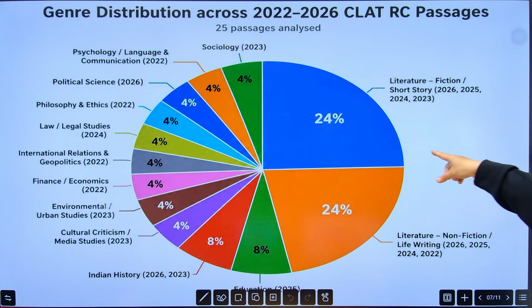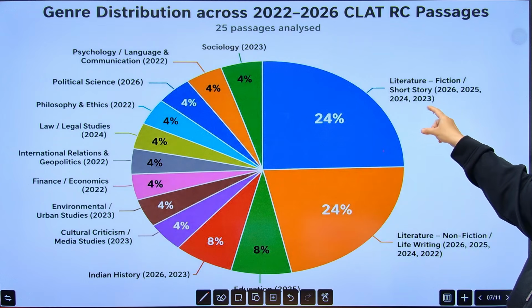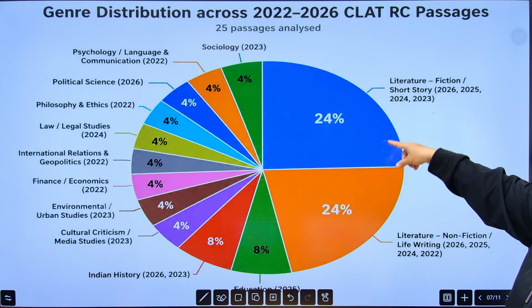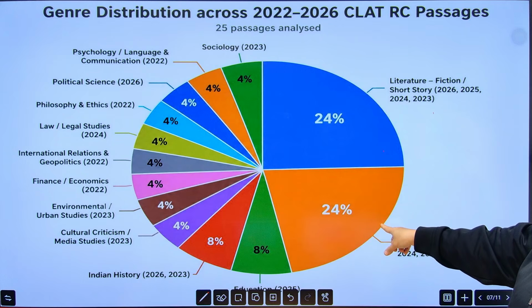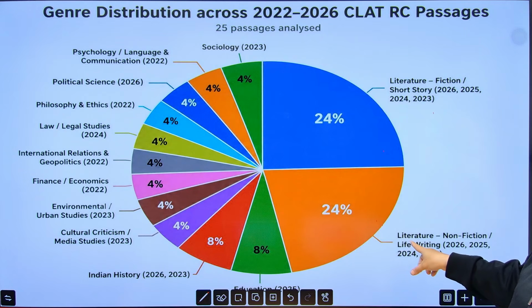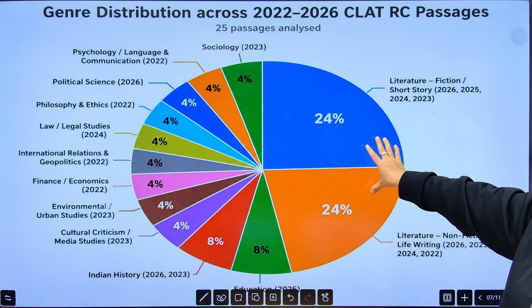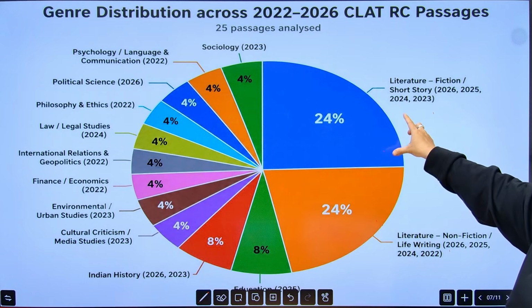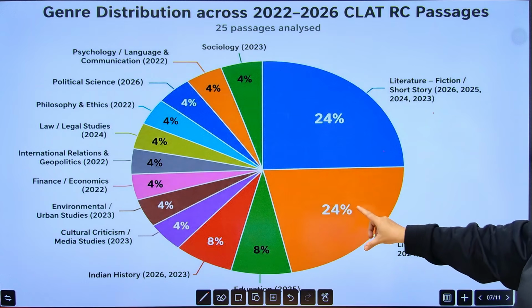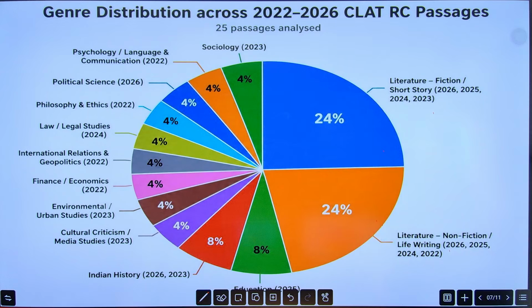So most of the weightage, around 24% weightage, was given to literature and short story. 24% weightage was given to literature fictions. All right, that means literature is dominant across all the years. Fiction 24% and non-fiction again 24%. All right. Sociology and psychology, only one passage was around there. Political science also only one. Philosophy also only one. And legal studies also one.